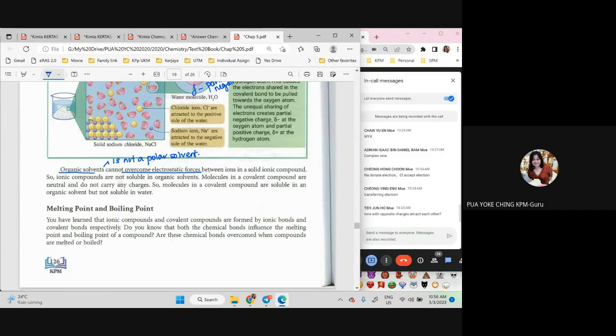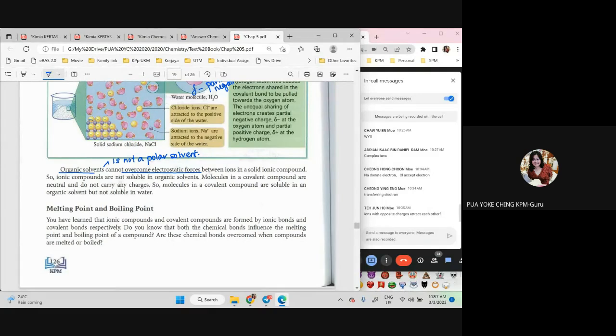Okay, saya ulang. Ionic compound dissolve in water because water is a polar solvent. Water can overcome the electrostatic forces. Ionic compound cannot dissolve in organic solvent because organic solvent is not a polar solvent, cannot overcome electrostatic forces. Done.